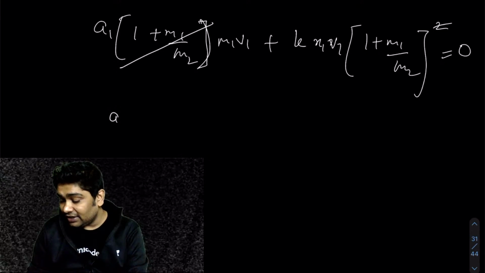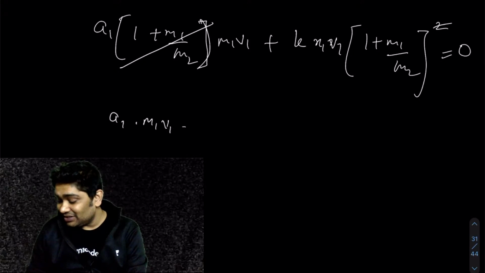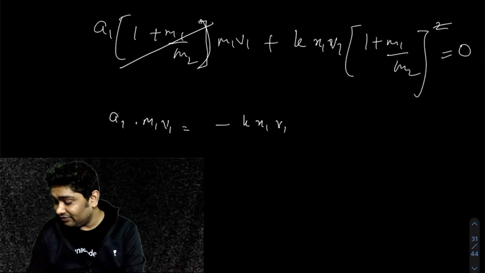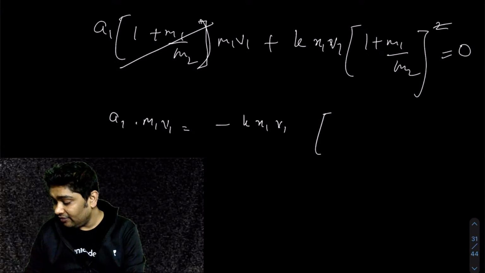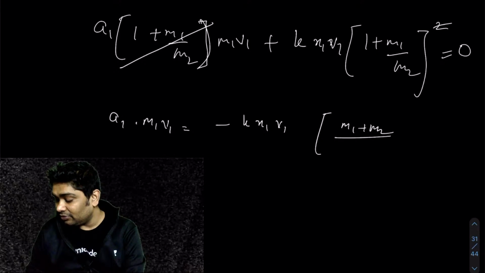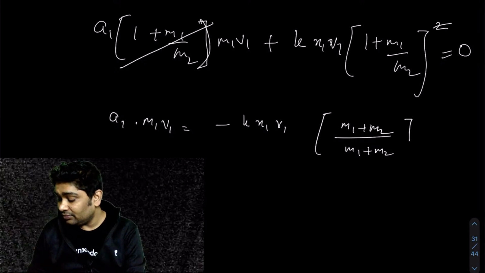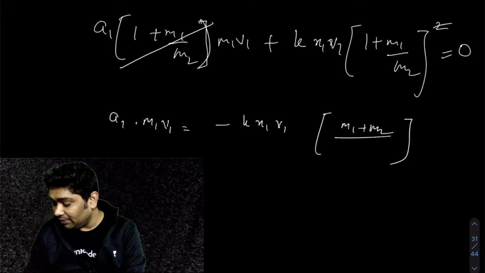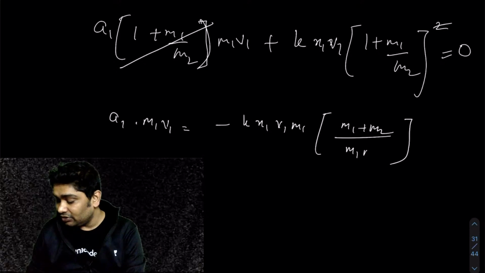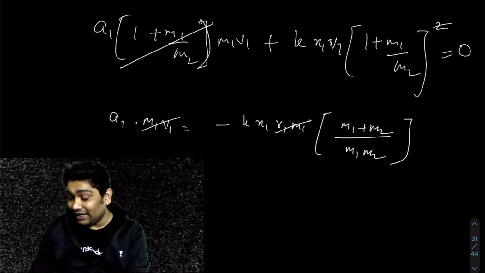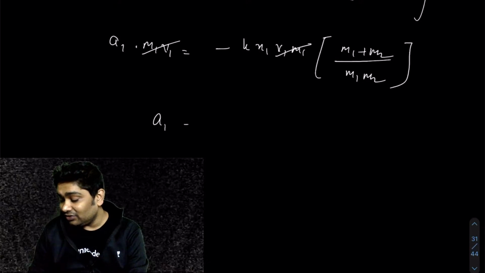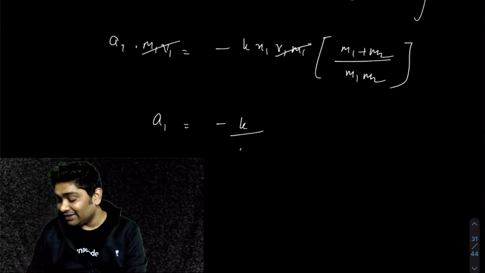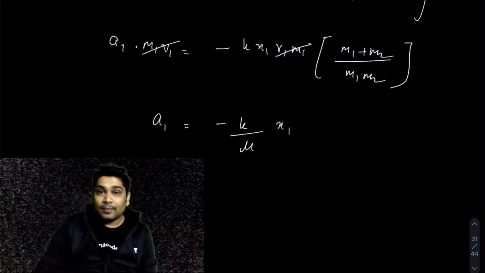So this will get removed. And now I will realize a1 into m1 v1 equals minus k times x1 v1, and then I will have m1 plus m2 over m1 m2. So I will multiply this by m1, and here I will get m1 m2. This and this also get cancelled, and finally I have a1 equals minus k over mu times x1.